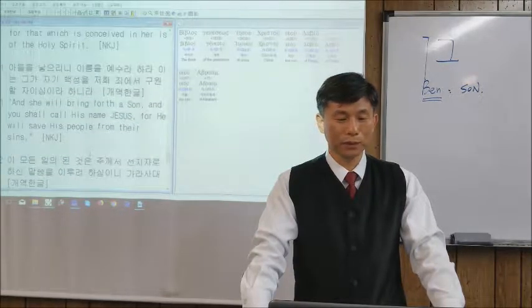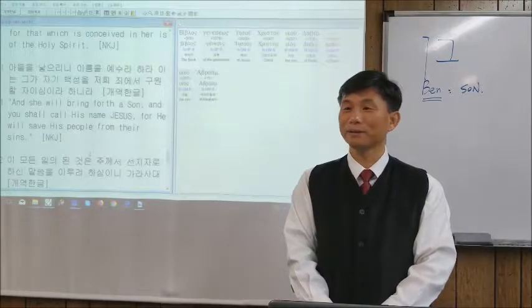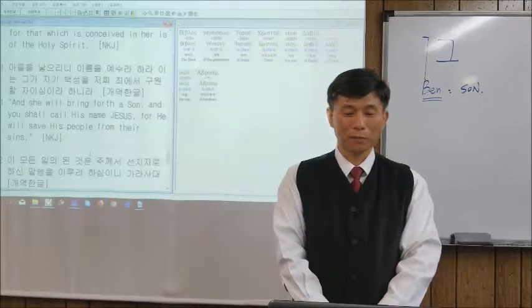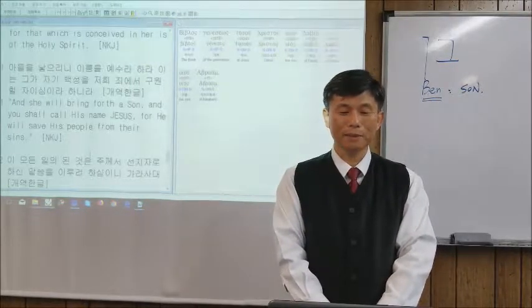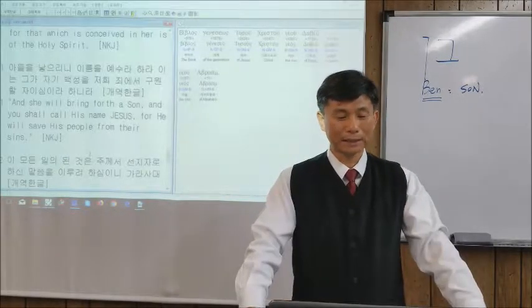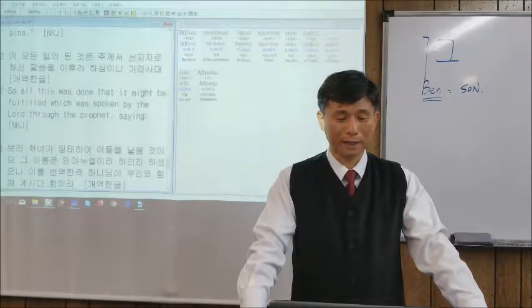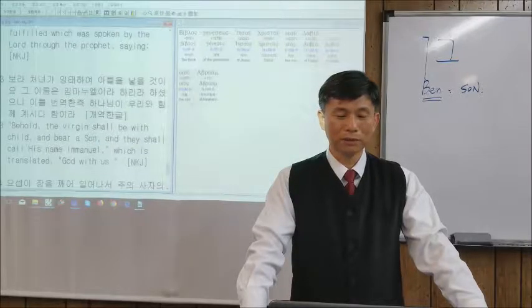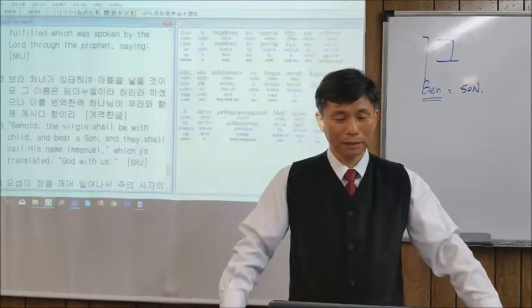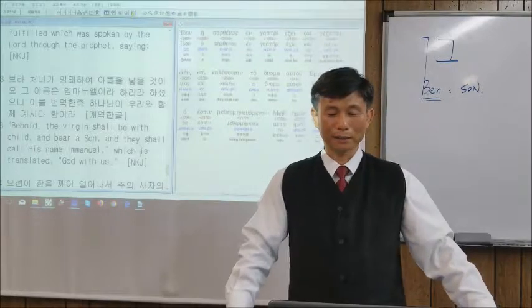We start from 21, and she will bring forth a son. Who is she? The Virgin Mary, right? The Virgin Mary will bring forth a son, and you shall call his name Jesus, for he will save his people from sins. So all this was done that it might be fulfilled, which was spoken by the Lord through the prophet, saying, "Behold, the virgin shall be with child and bear a son, and they shall call his name Emmanuel," which is translated, God with us.